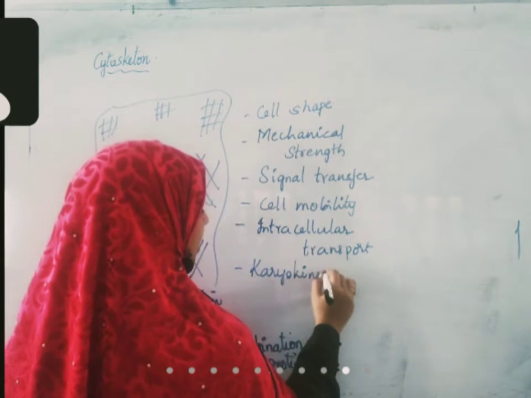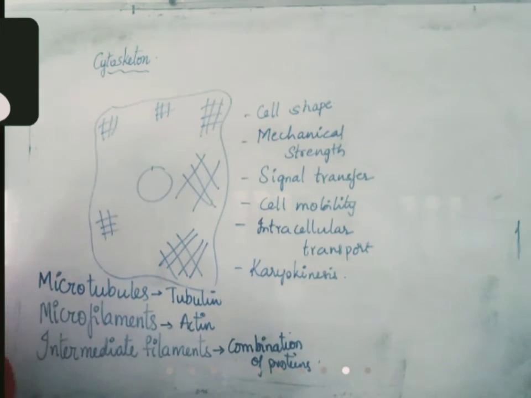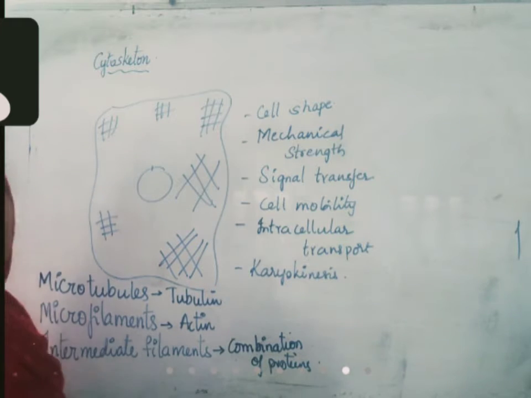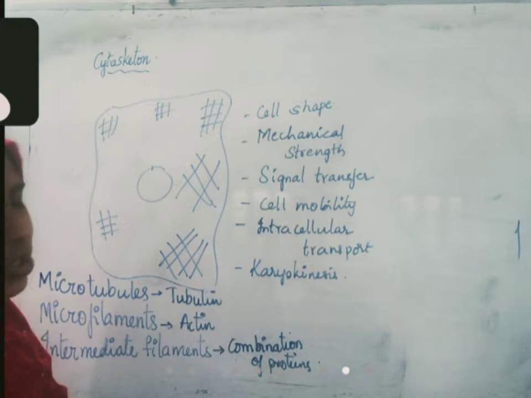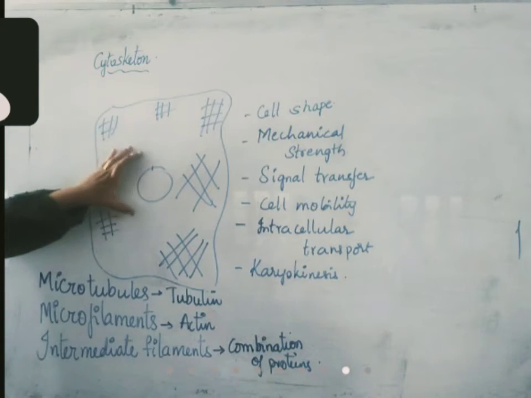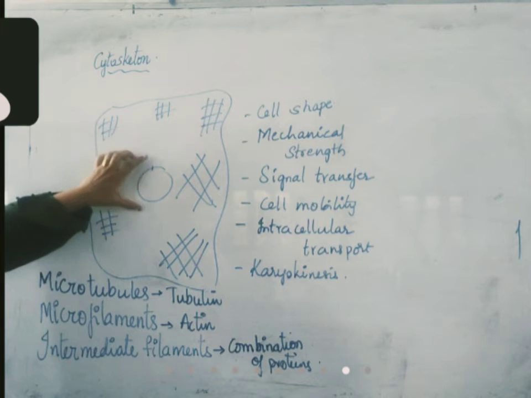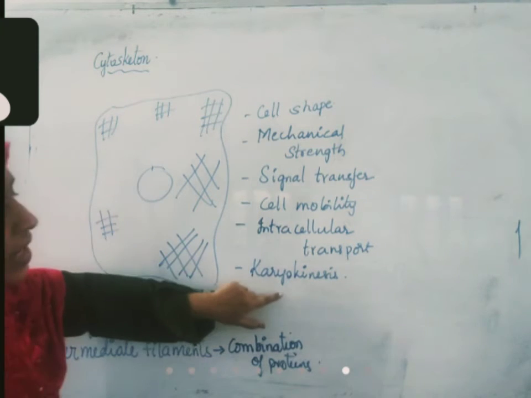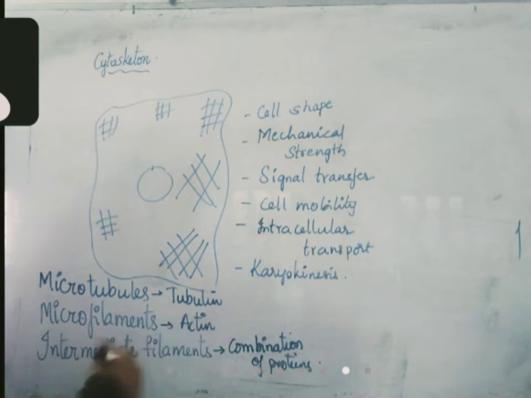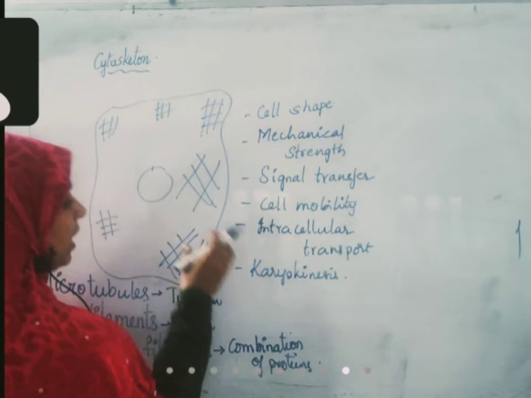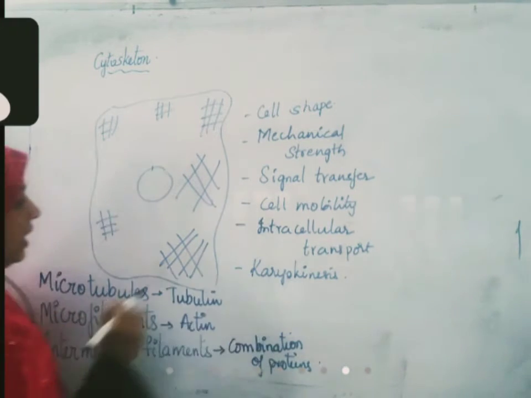And one important function it has is karyokinesis. Division of the nucleus is called karyokinesis. What we have studied in cell theory is that new cells are formed from pre-existing cells by the process of cell division. So when cell division occurs, first the nucleus will divide, after that the cytoplasm will divide. The division of the nucleus is called karyokinesis. After this topic completes, we'll discuss cell division, and I'll tell you how the cytoskeleton helps in nuclear division.